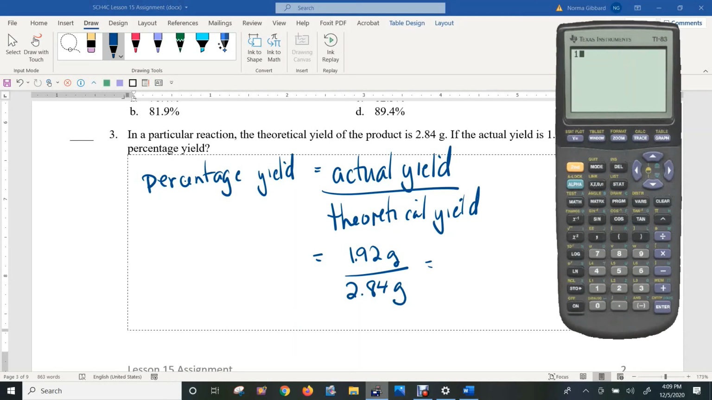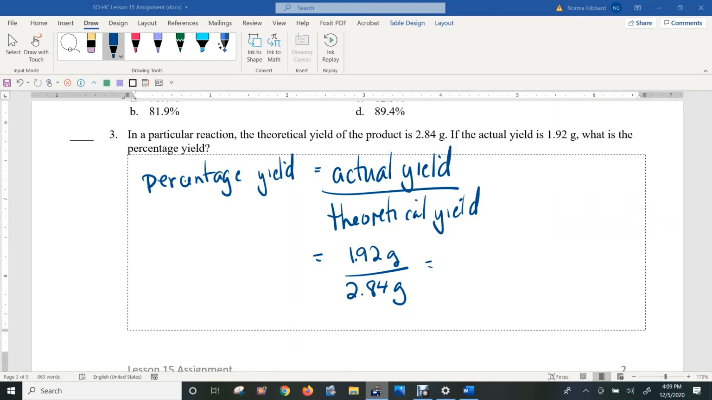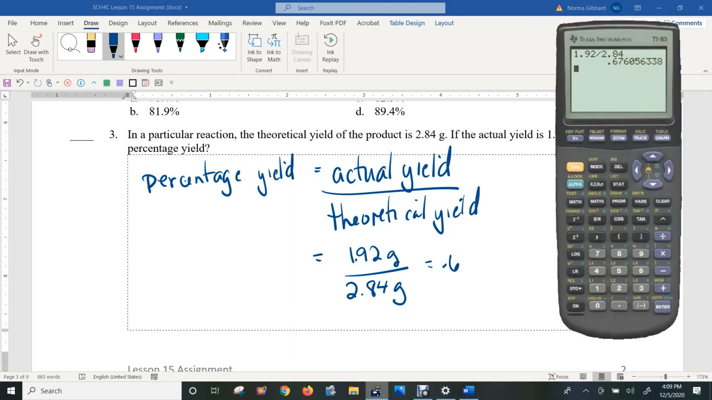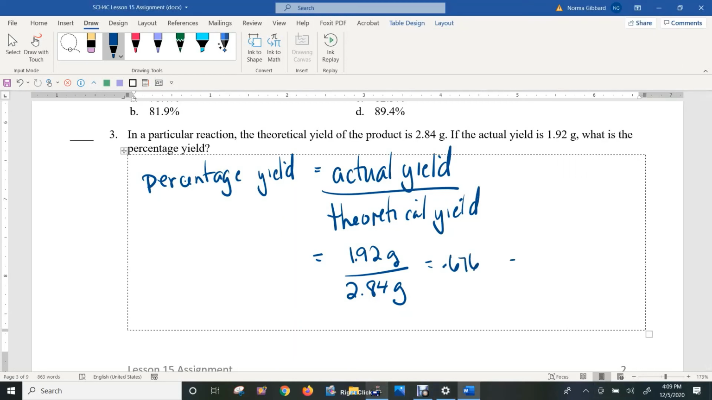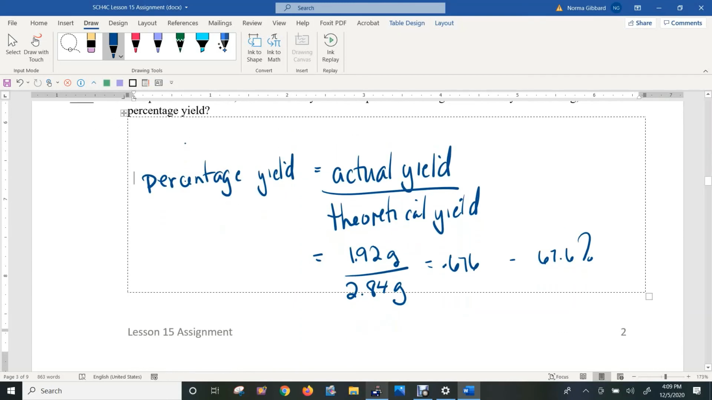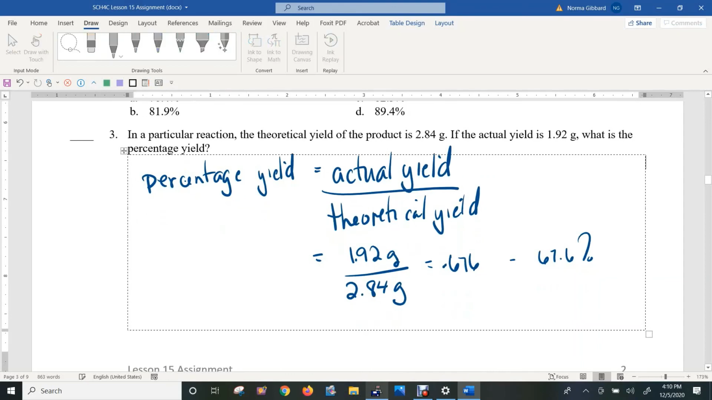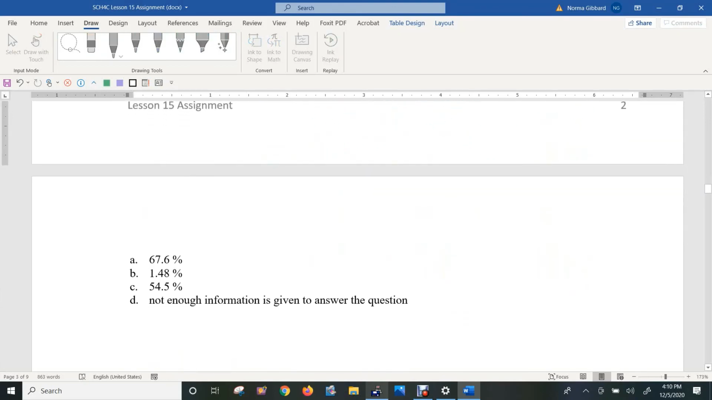so we have 1.92 divided by 2.84, we get the answer of 0.676, which is 67.6%. And whoops, we have that here in A.